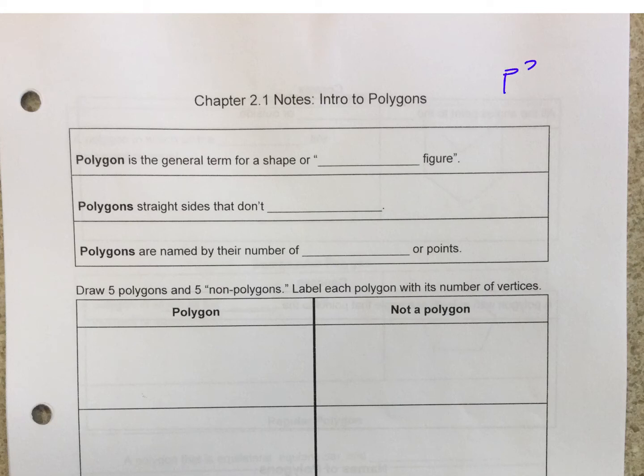Okay, this is page 3 in your packet. Polygon is, and so if you've watched the video, you should know all these answers. Polygon is the general term for a shape or what we call a closed figure. Polygons have straight sides that don't overlap.